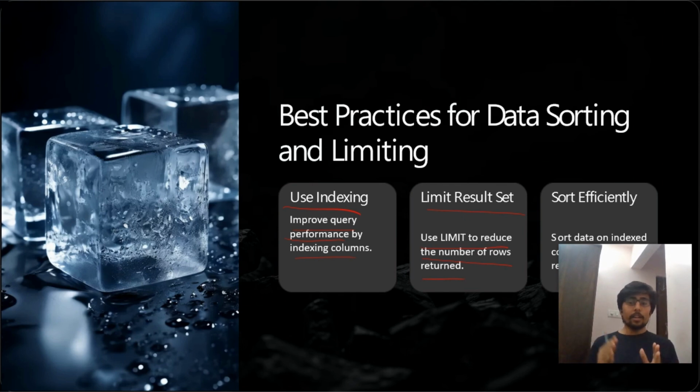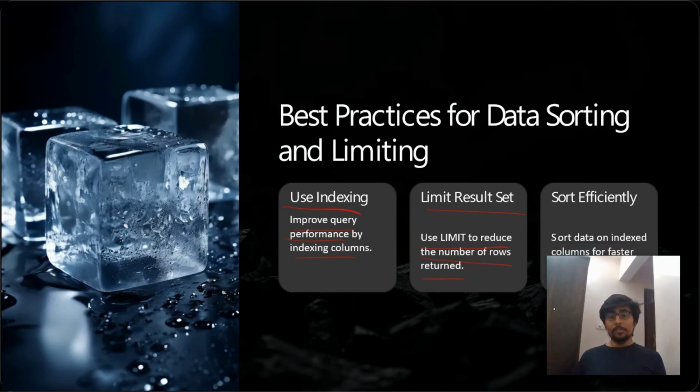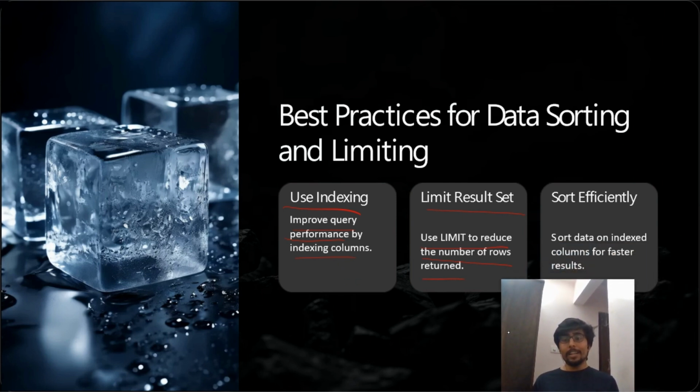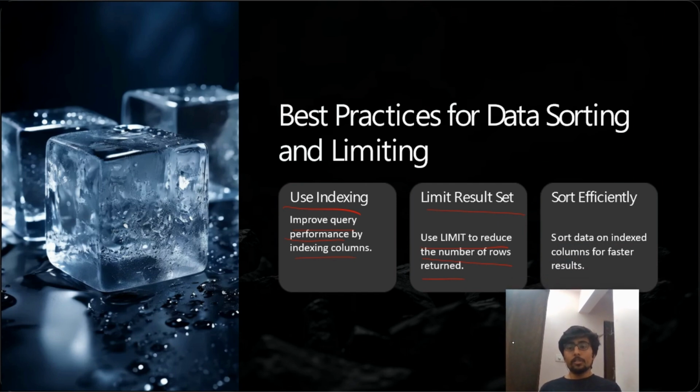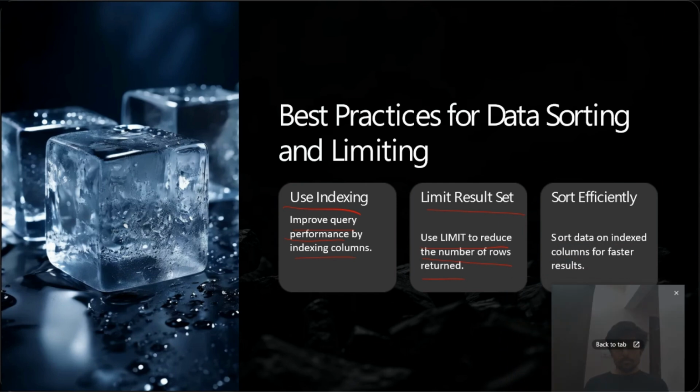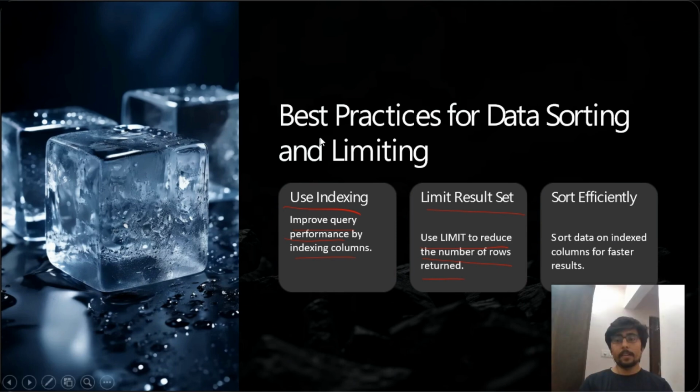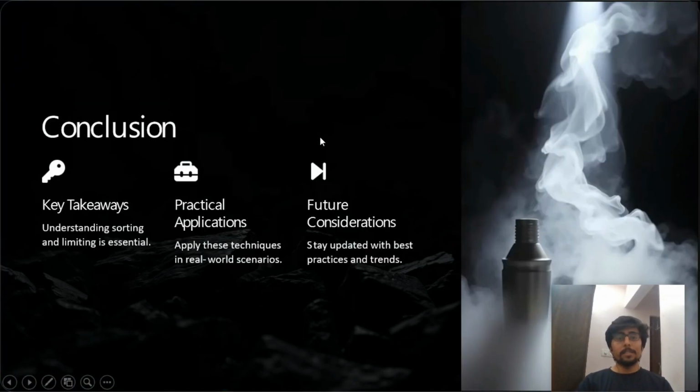For example, it will limit and reduce to how much is needed. You need only 10 records. Why would we take out all the rows? It's a wastage of our memory and a wastage of our time as well, because it takes so much time, and efficiency will of course reduce. And sort efficiently, as I told, sort data on an index for faster results. So this is how it goes.